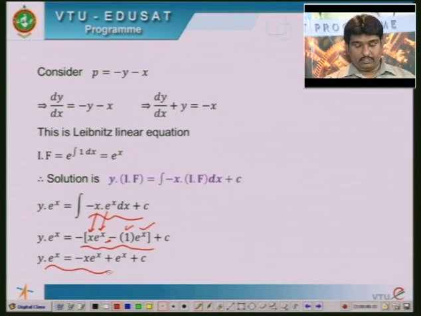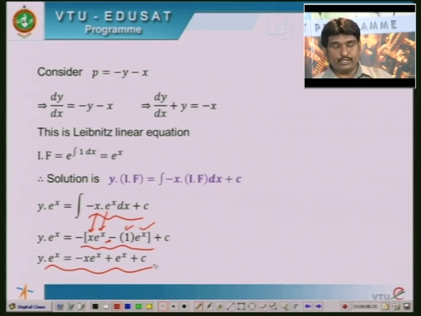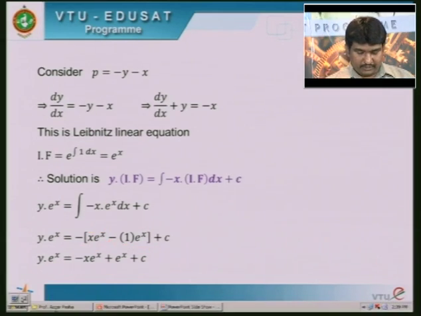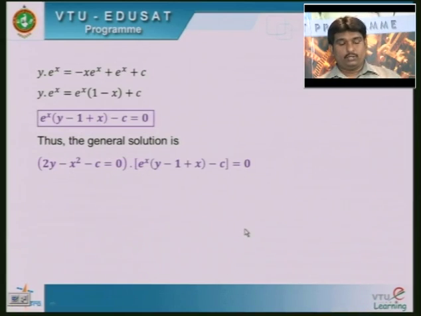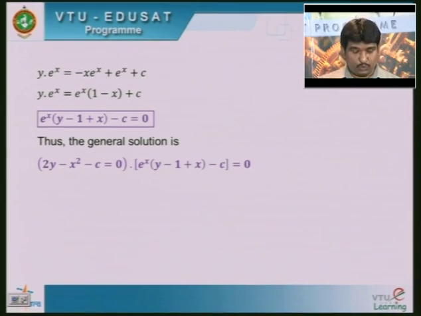You get this as solution, y into e to the power of x equals to minus x into e to the power of x plus e to the power of x plus c. Simplify this to get e to the power of x into y minus 1 plus x minus c equal to 0. Therefore, general solution is product of these two solutions, 2y minus x square minus c equals to 0 into e to the power of x into y minus 1 plus x minus c equals to 0.